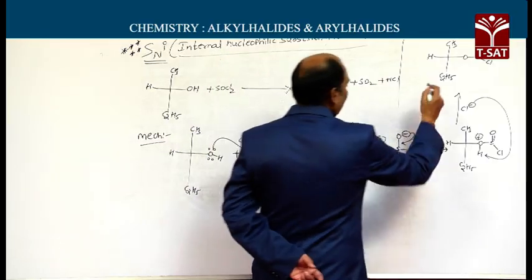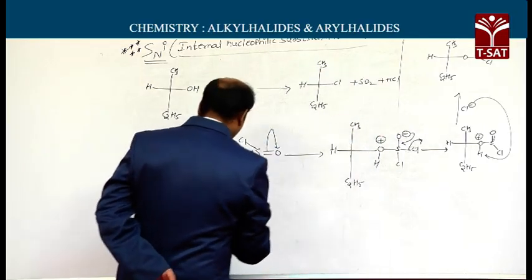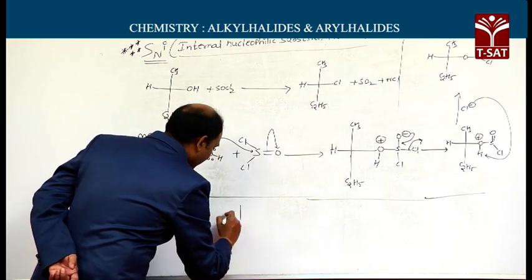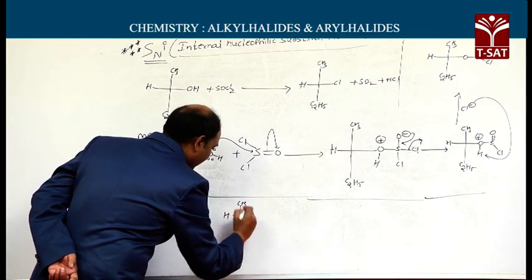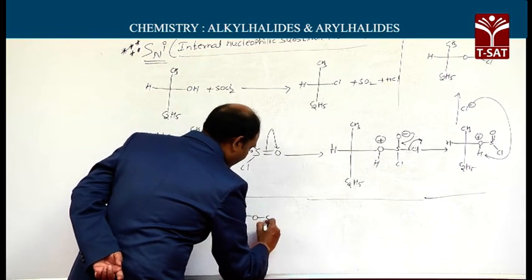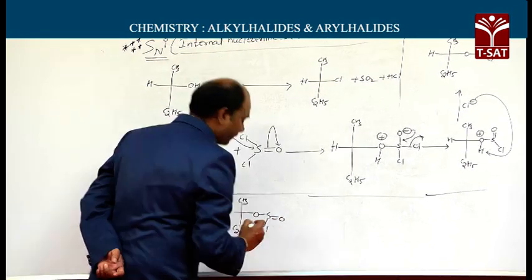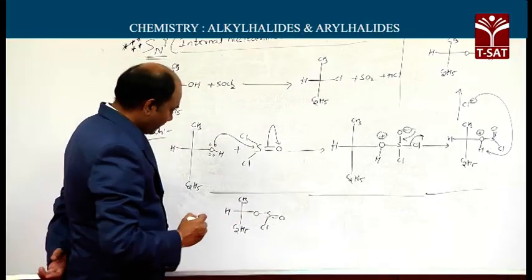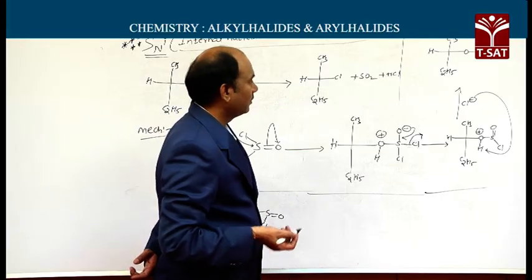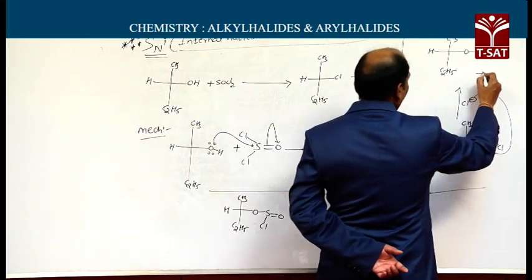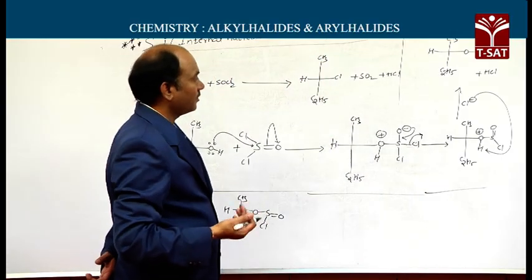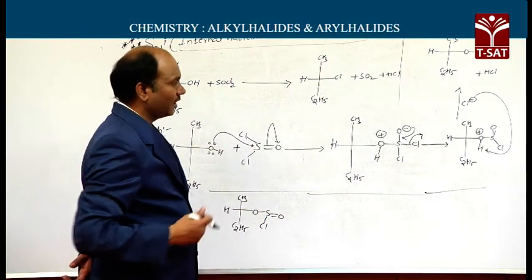So, here we write the same molecule again, with H, CH3, C2H5, and O attached to S double bond O, Cl. What happens here? There is no nucleophile. HCl is eliminated in the form of gas, removed from the reaction mixture. There is no HCl and no Cl minus ion.